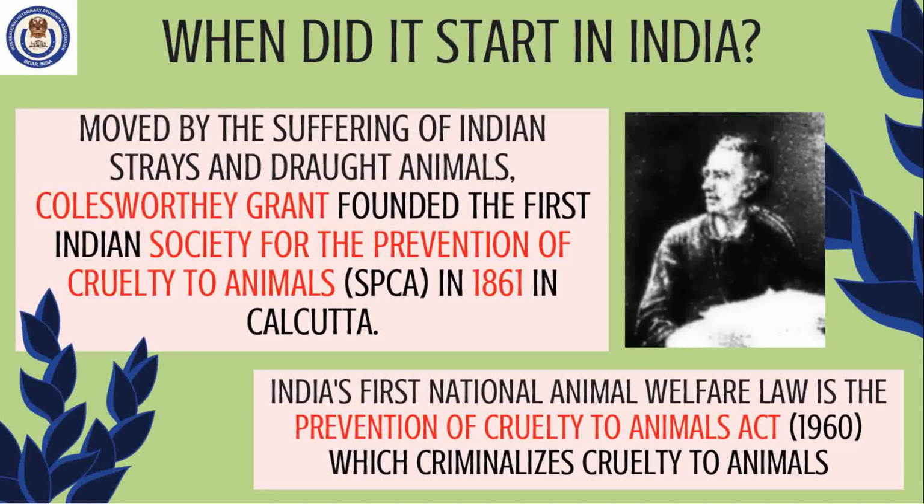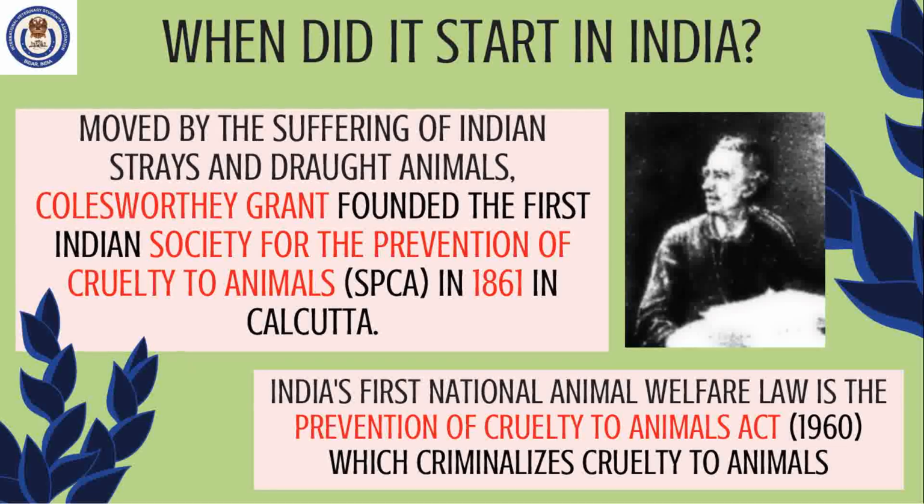let's talk about when the whole aspect of animal welfare started in India. When did it initially start in India? So animal experimentation began in India in the 1860s when the British began introducing new drugs to the colony. And moved by the suffering of Indian strays and draught animals, Colesworthy Grant, who was an English writer, artist and a pioneer activist against cruelty towards animals in India, founded the first Indian Society for the Prevention of Cruelty to Animals, which is SPCA, in 1861 in Calcutta.